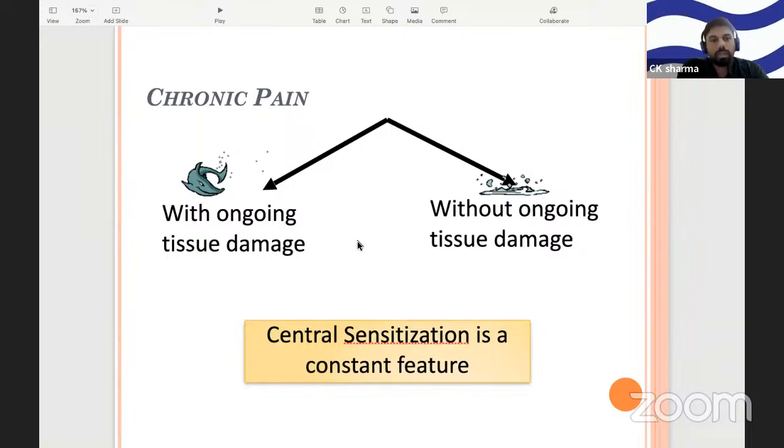Chronic pain can present with ongoing tissue damage or without ongoing tissue damage, but central sensitization is a constant feature in this. Central sensitization basically refers to a condition where the central nervous system, that is our brain and spinal cord, becomes more sensitive to pain signals. This heightened sensitivity means that even normal sensation can be perceived as a painful stimulus.